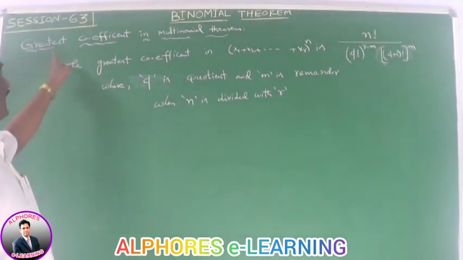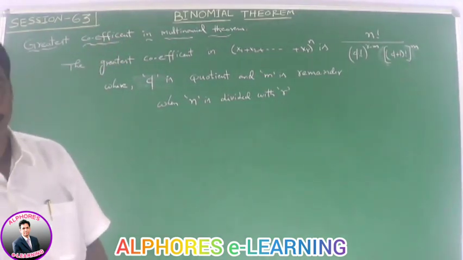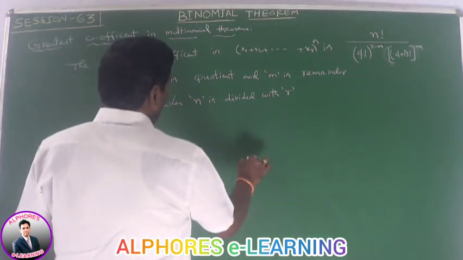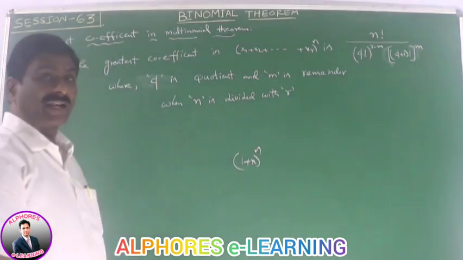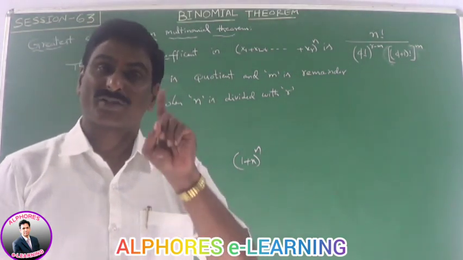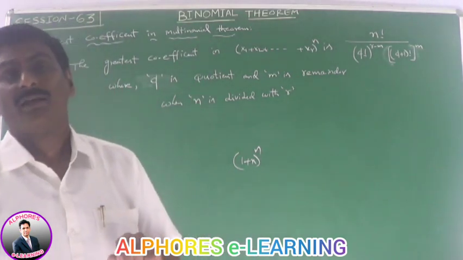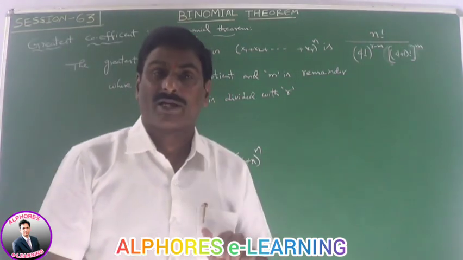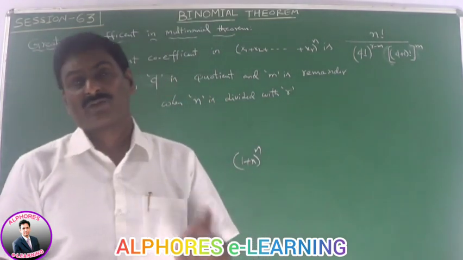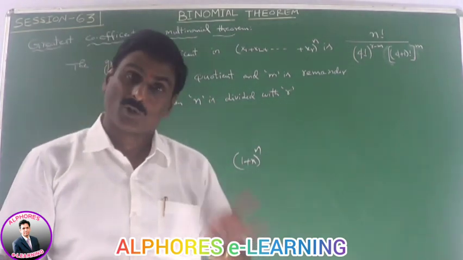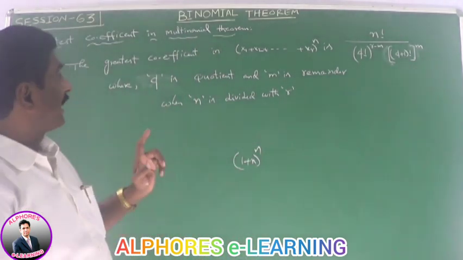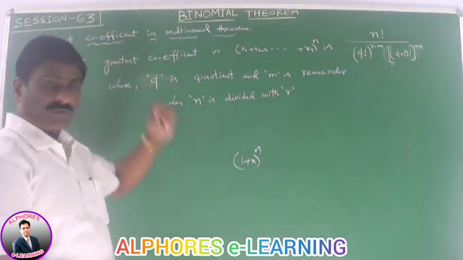Next, greatest coefficient in multinomial theorem. In a binomial expansion (1 + x) whole power n, what is the greatest binomial coefficient? If n is even, the greatest binomial coefficient is the coefficient of the middle term. If n is even, then the greatest binomial coefficient is nC(n/2). If n is odd, what is the greatest binomial coefficient? nC((n-1)/2) or nC((n+1)/2). Both are equal.